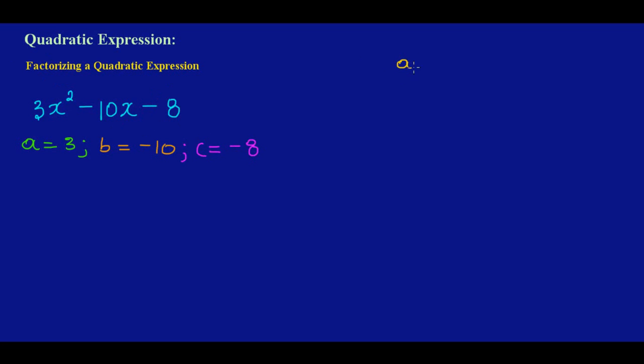Now, as I have indicated before, when factorizing a quadratic expression, the first thing that we have to do is find the product of AC. And remember, product means to multiply. So we're finding the product of AC, and A is 3. So this implies I have 3 times C, and if you notice, C is negative 8. So 3 times negative 8. A positive times a negative will give me a negative, and 3 eights are 24. So there I have found the product of AC.